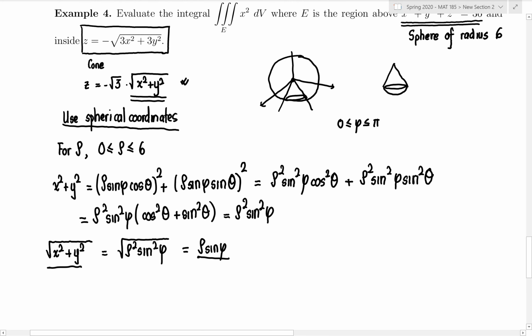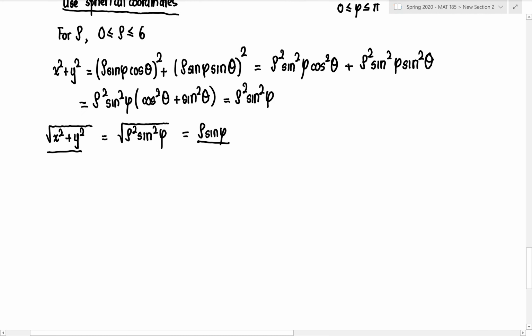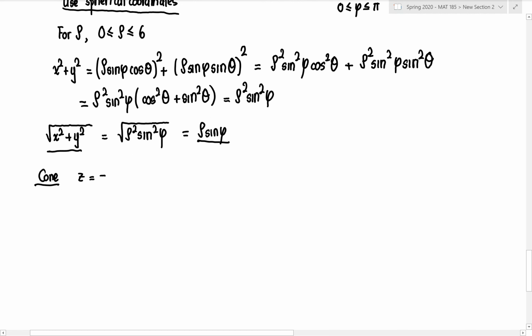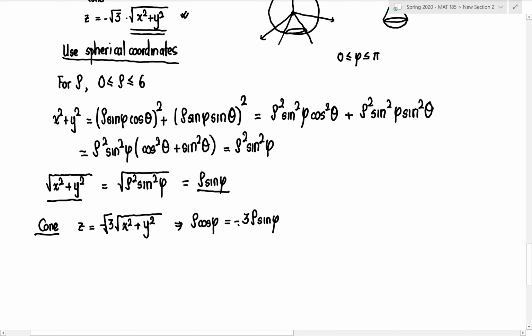Right, so let's now look at the equation of the cone. We are looking at the cone z equals negative 3 square root of x squared plus y squared. Let's replace what we know. We know z is equal to rho cosine of phi, and the square root of x squared plus y squared is equal to rho sine of phi. Sorry, this should be negative square root of 3. Sorry, negative square root of 3.